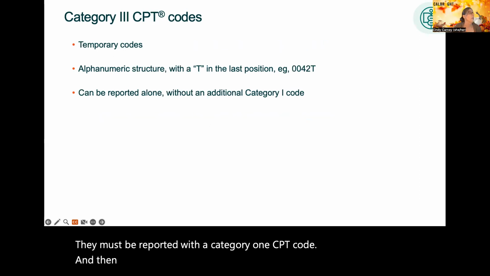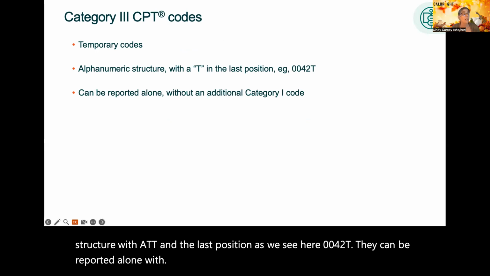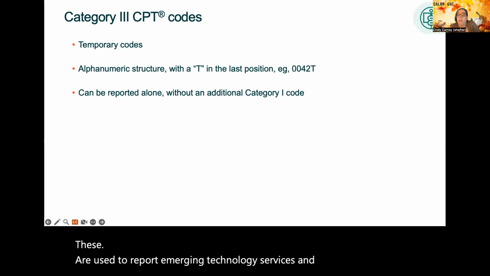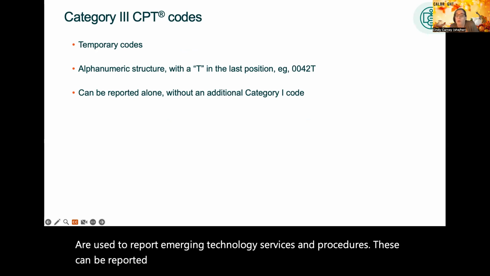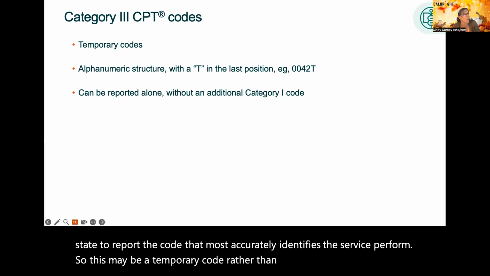And then our Category 3 codes are our temporary codes. Alphanumeric in structure with a T in the last position, as we see here, 0042T. They can be reported alone without an additional Category 1 code. These are used to report emerging technology, services, and procedures. Remember, the instructions for reporting these CPT codes state to report the code that most accurately identifies the service performed. So this may be a temporary code rather than a Category 1 code.